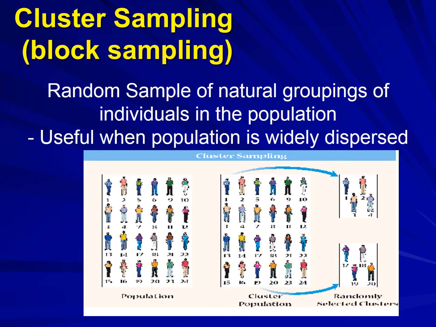Second advantage is adequate representation of the minority subgroup of interest can be achieved. And third advantage is the precision of the estimate is very high. Now there are certain disadvantages also.